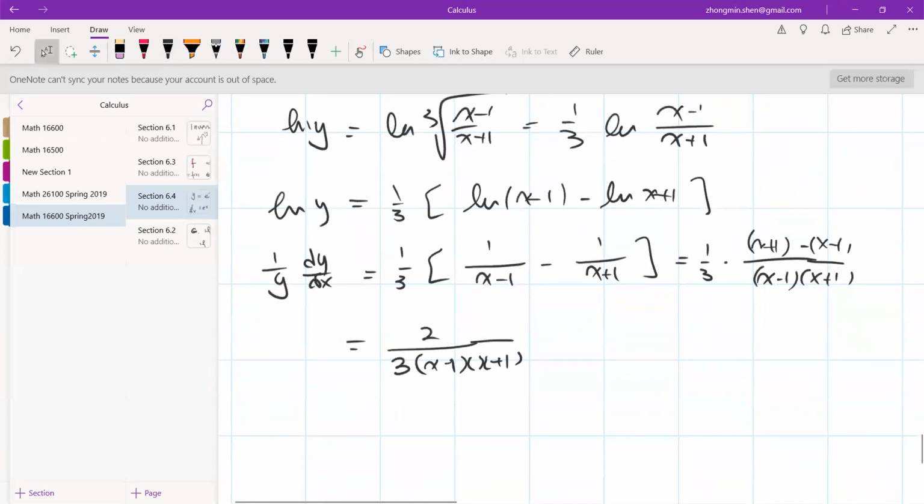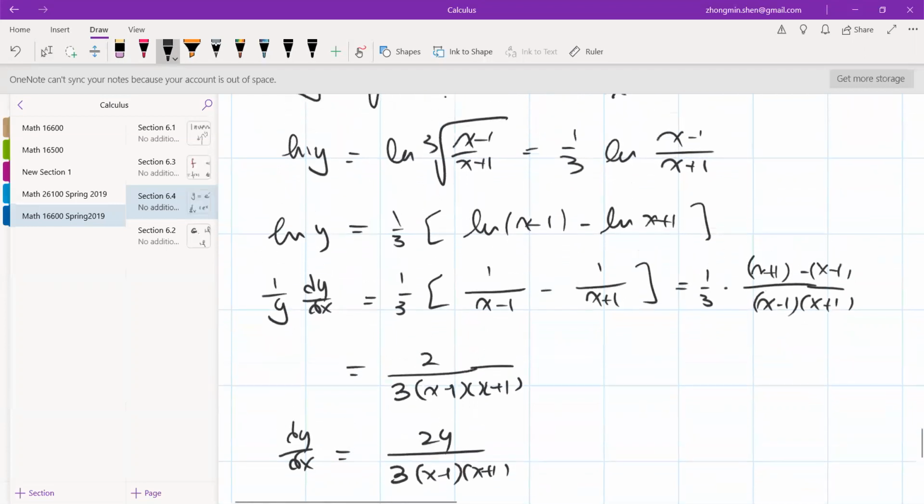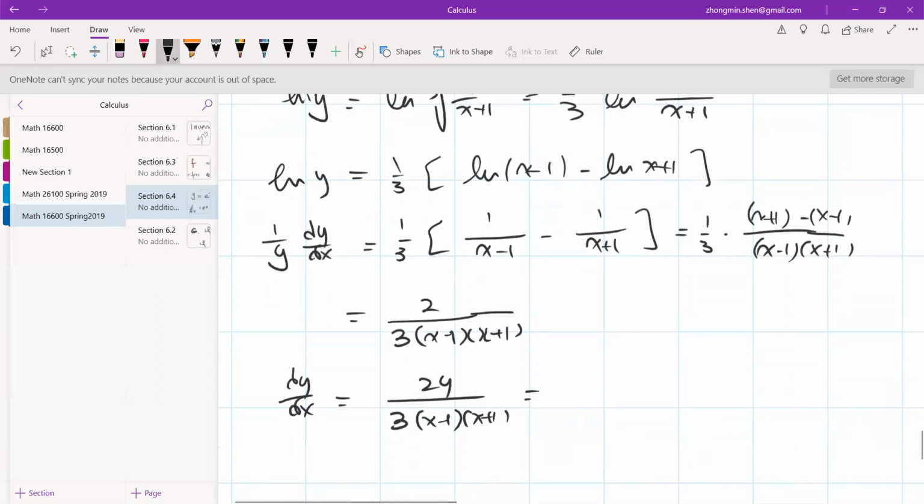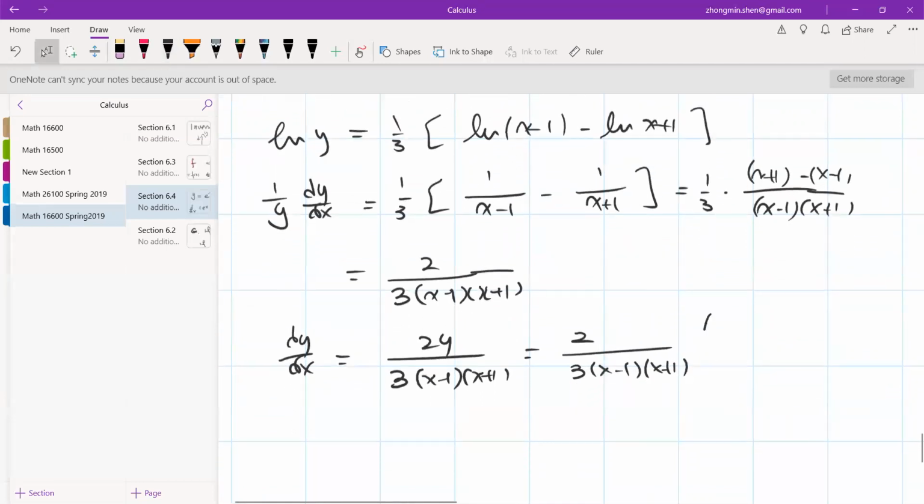But you're looking for the derivative of y with respect to x. So you can get 2y over 3 times x minus 1, x plus 1. But what is y? Y is already given. Y is going to be the third root of x minus 1 over x plus 1. So I can get x minus 1, x plus 1, the third root of that.